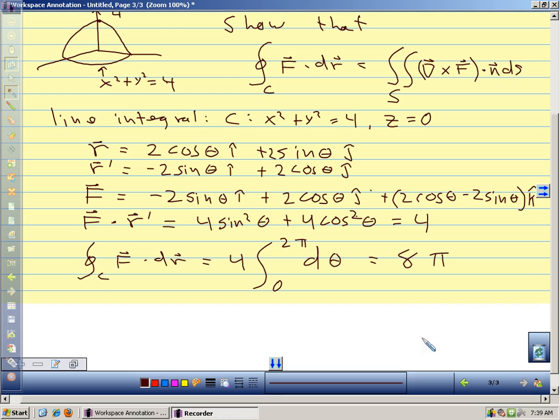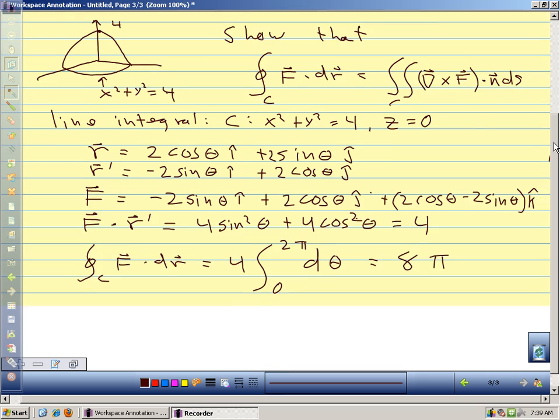How do you know to do it in terms of theta? We evaluate the line integral in terms of our parameter, what we use to parameterize our curve. Since we had a circle, we parameterize in terms of theta. So this integral evaluates to 8 pi.